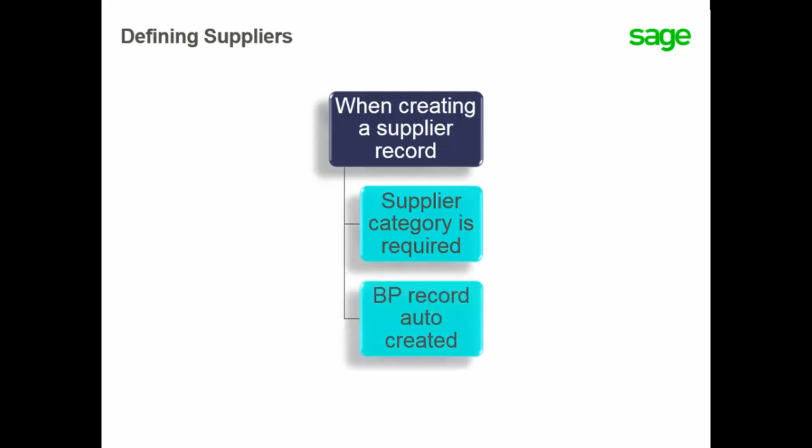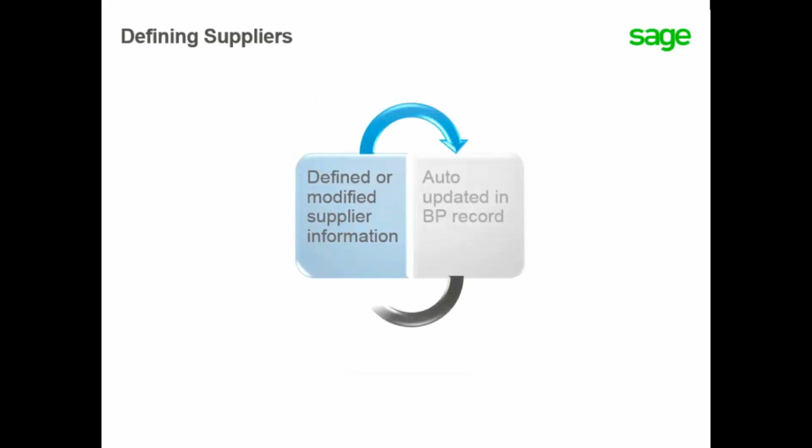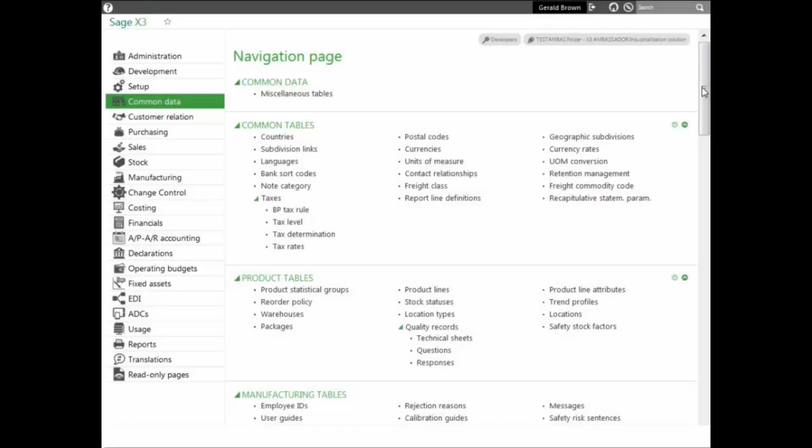Now, when creating a supplier-specific record, you must select a supplier category which contains default settings that allow for more simplified entry. Also, if you're creating a supplier that has not been previously defined as a BP or business partner, the BP record is automatically created when creating the supplier. And information defined or modified for a supplier in a supplier's function automatically updates the corresponding BP record. Now let's take a look at the process of creating a supplier.